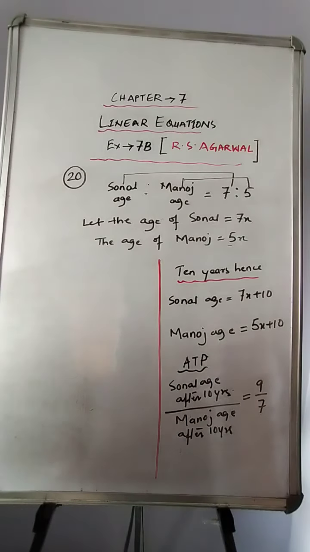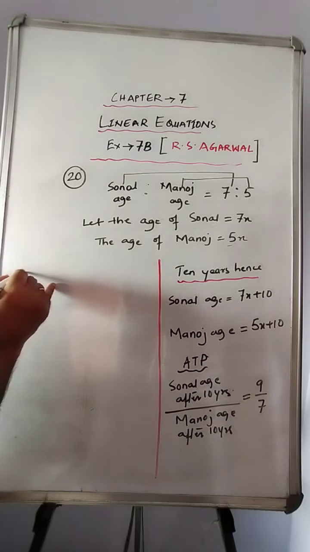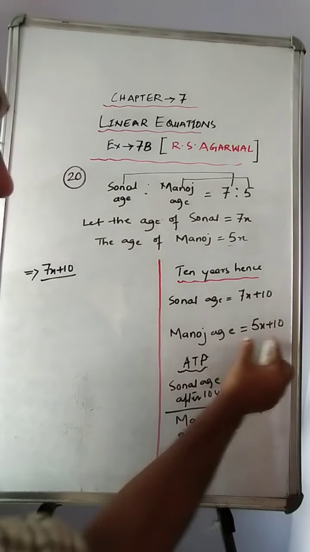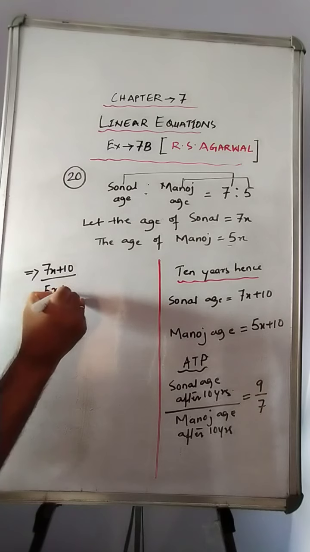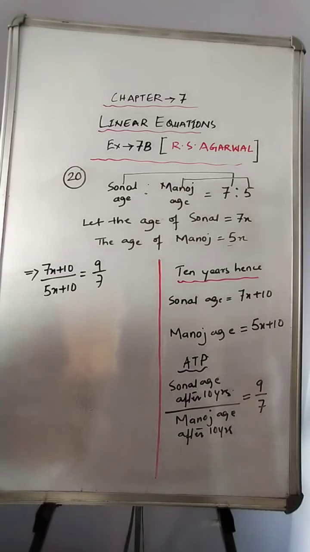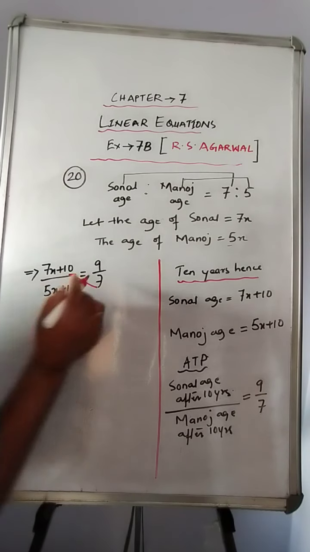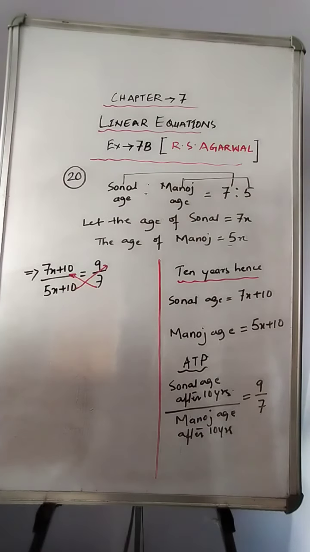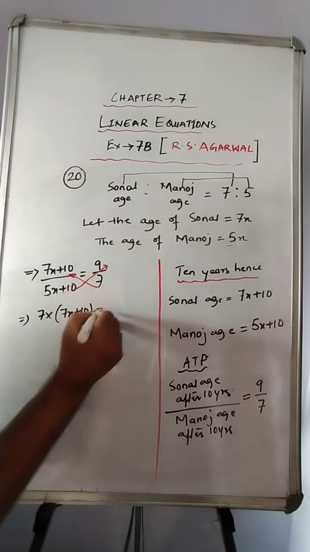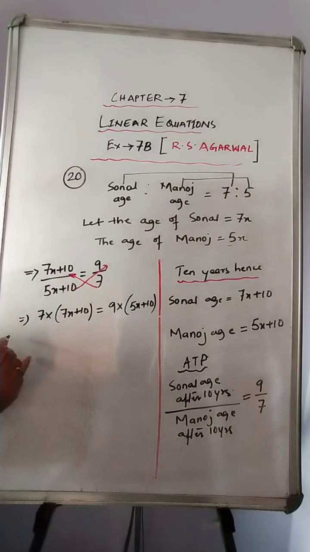Now, what is the age of Sonal after 10 years? It is 7x plus 10. And what is the age of Manoj after 10 years? This is 5x plus 10, and this will be equal to 9/7. Again we have to do cross multiplication. That is, 7 will be multiplied with this whole binomial and 9 will be multiplied with the other. So it will look like 7 into (7x plus 10) equals 9 into (5x plus 10).